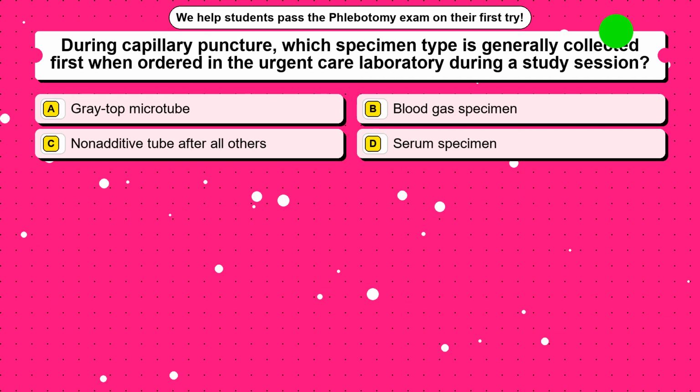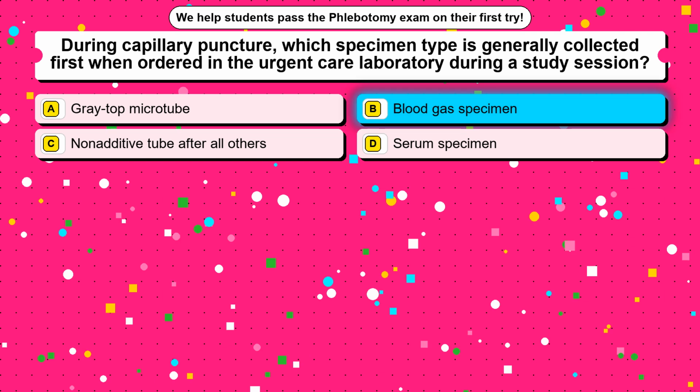Question 18. During capillary puncture, which specimen type is generally collected first when ordered in the urgent care laboratory during a study session? Option A. Gray top microtube. Option B. Blood gas specimen. Option C. Non-additive tube after all others. Option D. Serum specimen. The correct answer is option B.